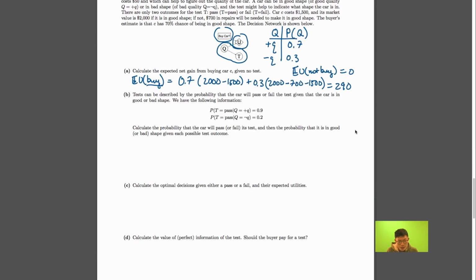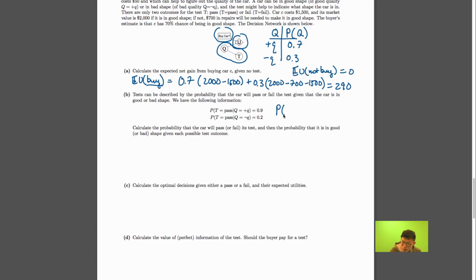So now the scenario gets more interesting. We can perform a test. If the car is of good quality, it is likely to pass the test. If the car is of bad quality, it is unlikely to pass the test. Okay? So from this, we would like to know what is the probability of a car passing the test, and what is the probability that it's of good quality if the car passes the test, and what is the probability that it's of good quality if it doesn't pass the test.